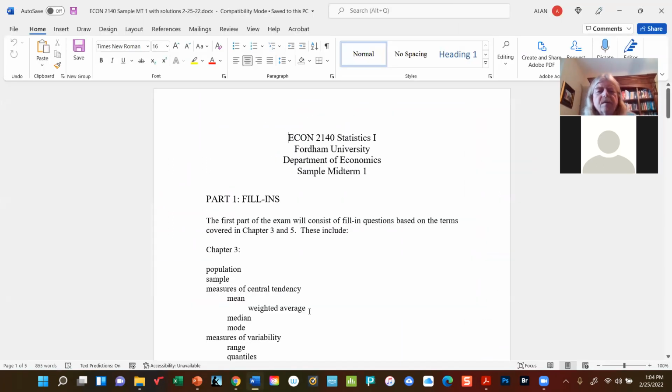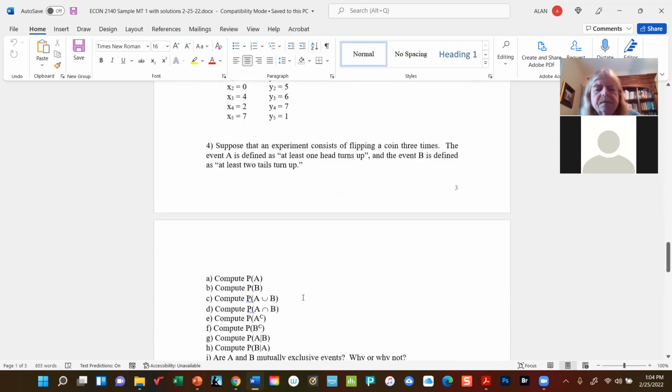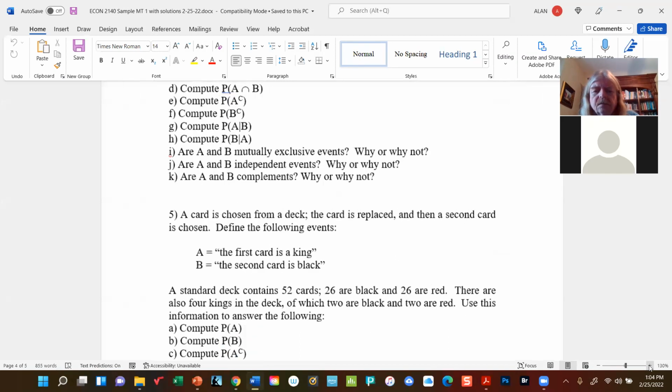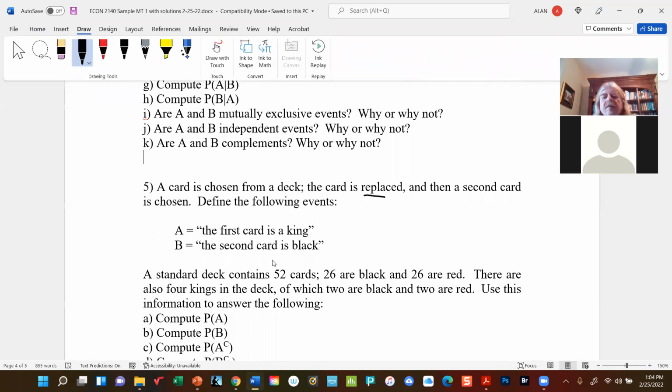All right, here we go. So let's take a look at these. Number 5. What do we know in number 5? Well, a card is chosen from a deck. The card is then replaced and the second card is chosen. Now the key detail there is that the card is replaced, so that when we pick the second card, the first one is back in the deck.